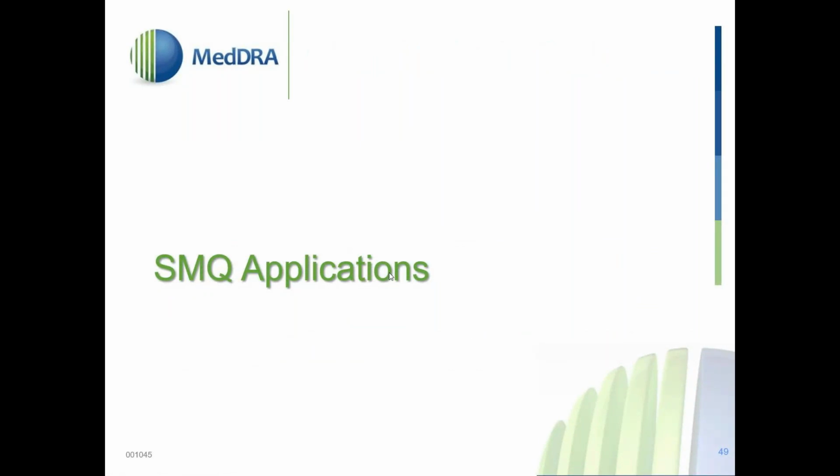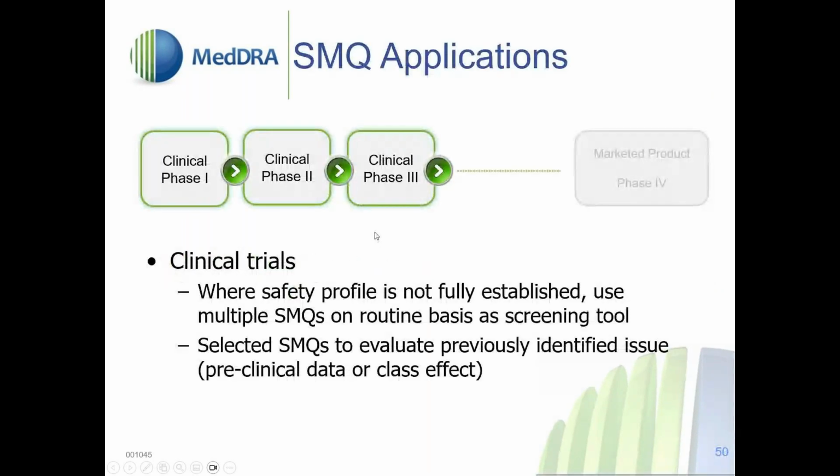Now I would like to demonstrate some applications of SMQs. Mostly SMQs were used in the beginning in the post-marketing area, but it was quickly also realized that they are helpful for broader use. So SMQs can be utilized as well in clinical trials for screening when the safety profile is not fully established, or you could use a specific SMQ for case identification to check whether there is a safety issue which you suspect based on preclinical data or a known class effect. And then you could retrieve cases for continuous review.